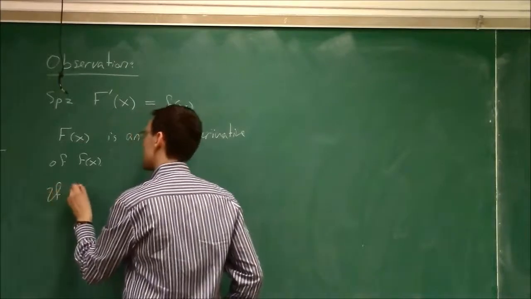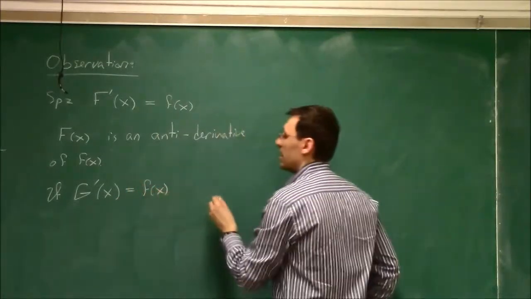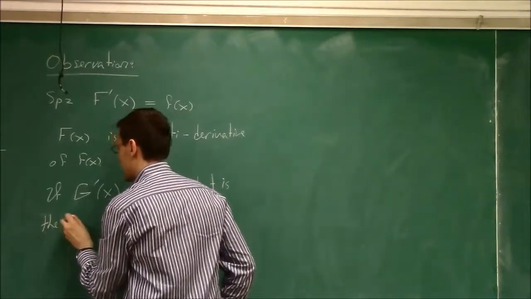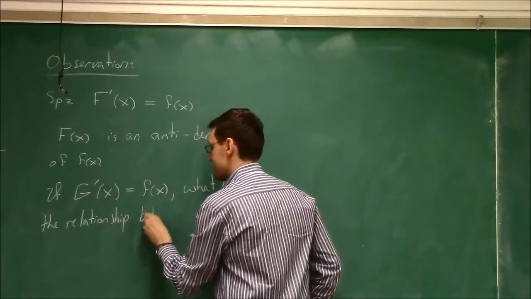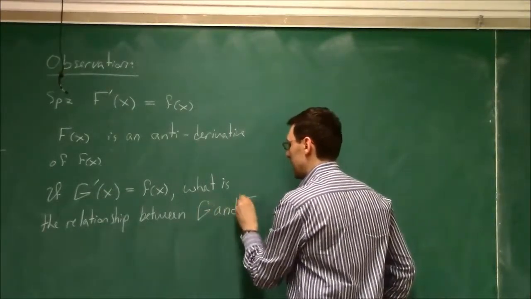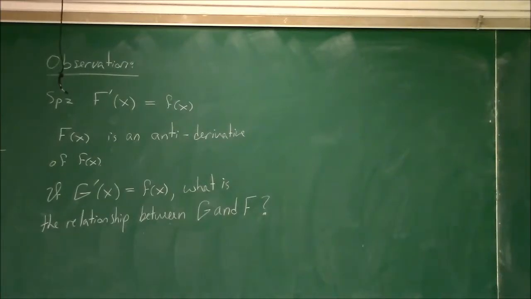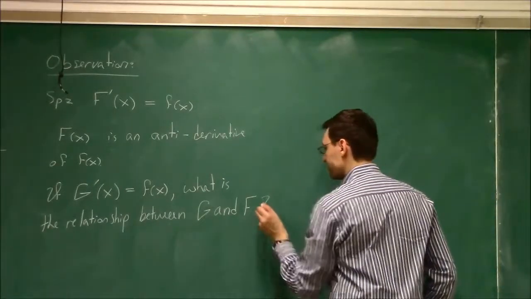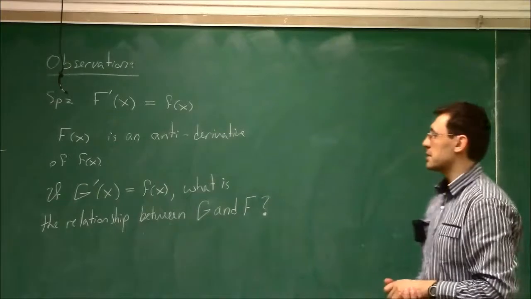So if capital G prime of x is equal to f of x, what is the relationship between G and F? So both of them are antiderivatives of little f. My question is, how similar are they?